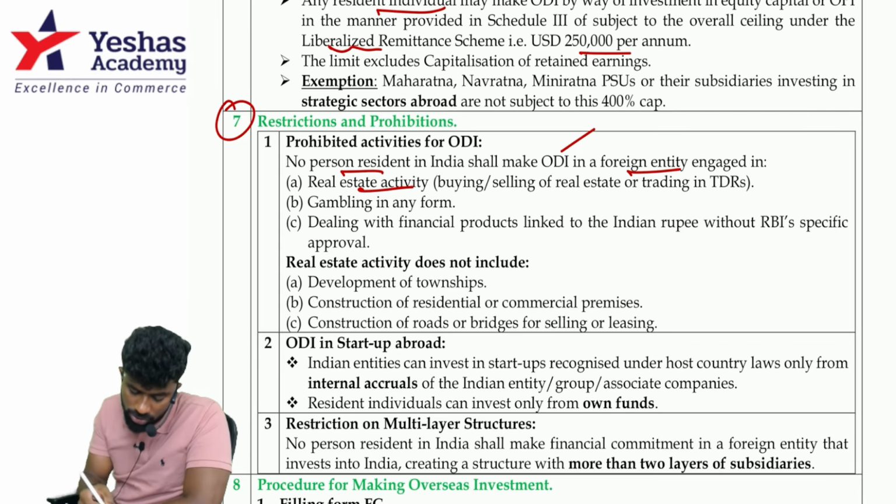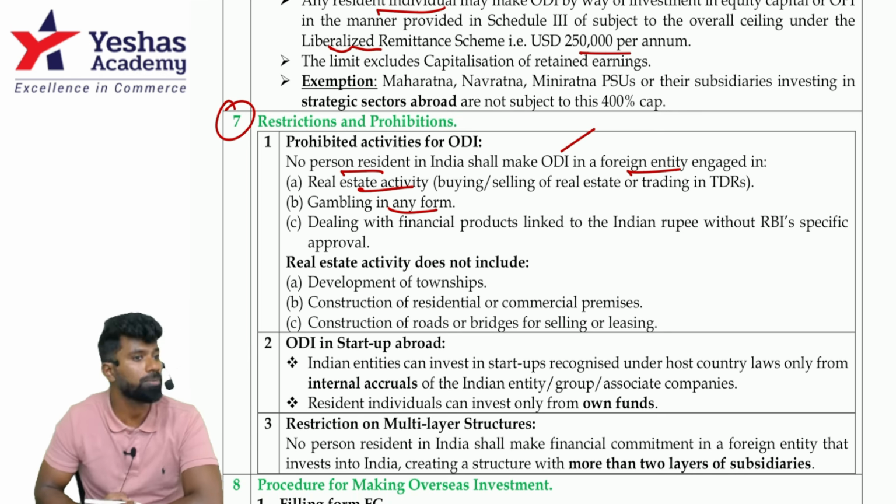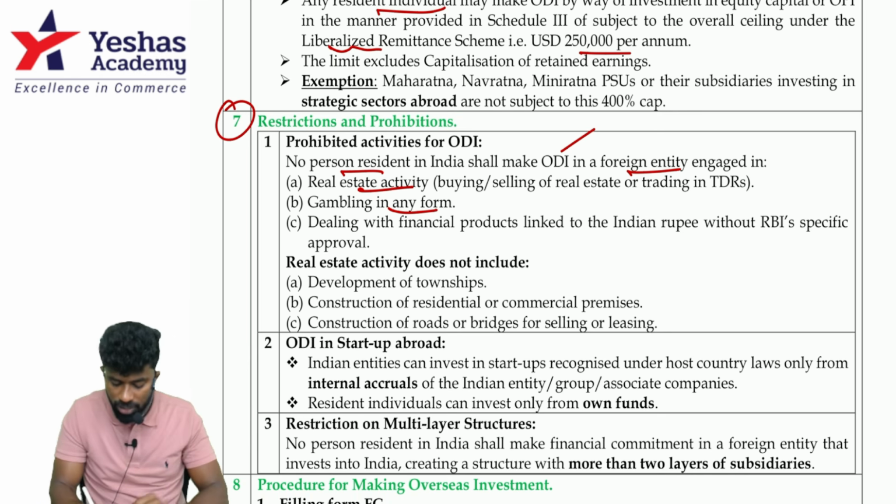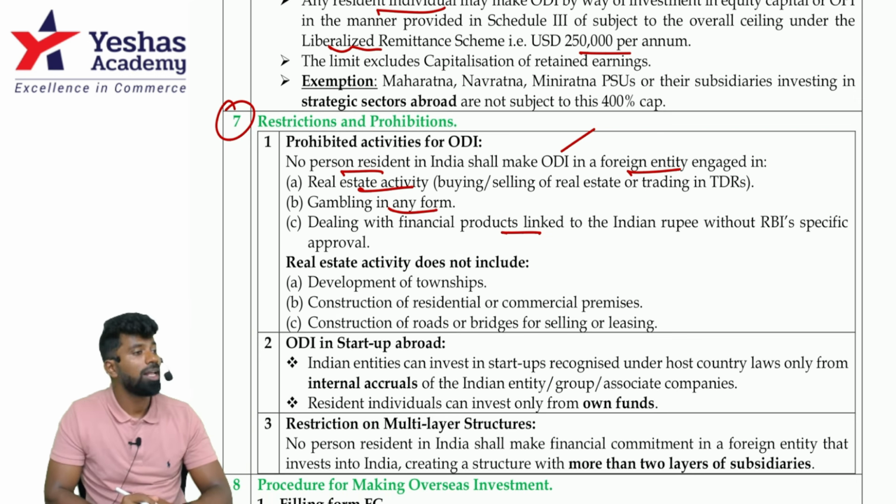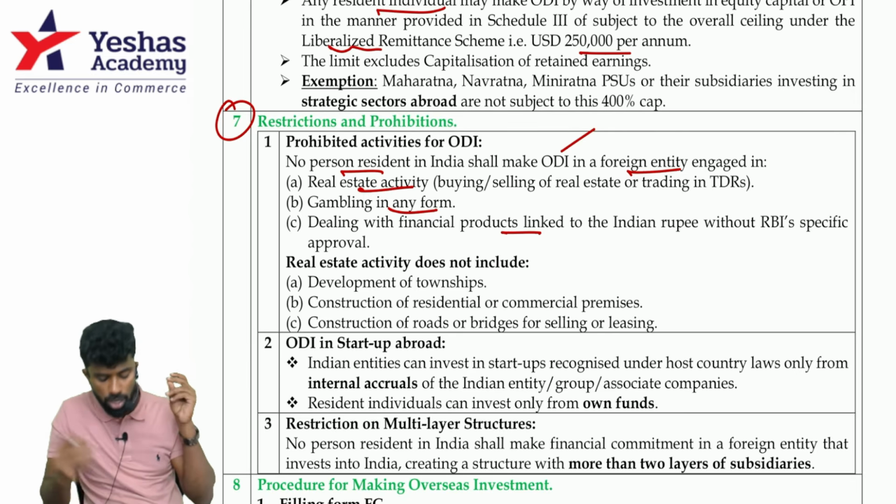Real estate activities, gambling in any form. What form? Any form. Dealing with financial product linked to the Indian rupee without whose approval? Like derivatives, currency derivatives, all those things, you cannot deal without whose approval? RBI's approval. Yes or no?